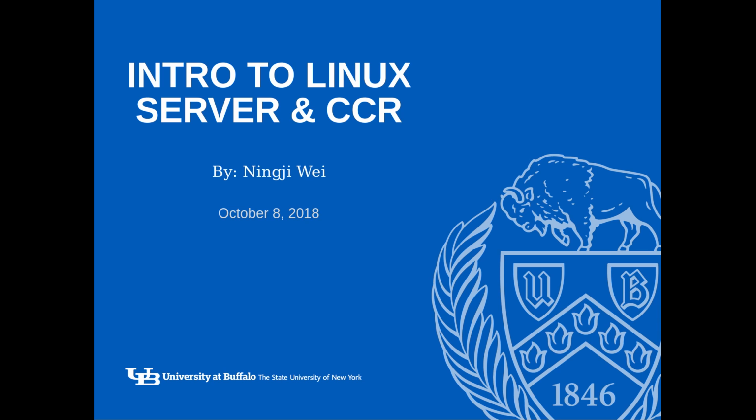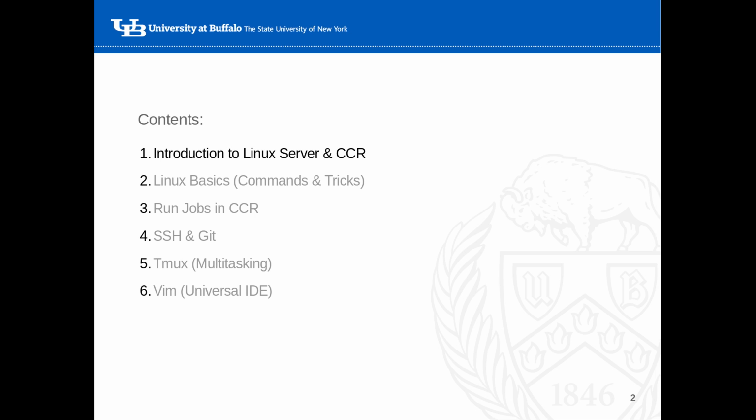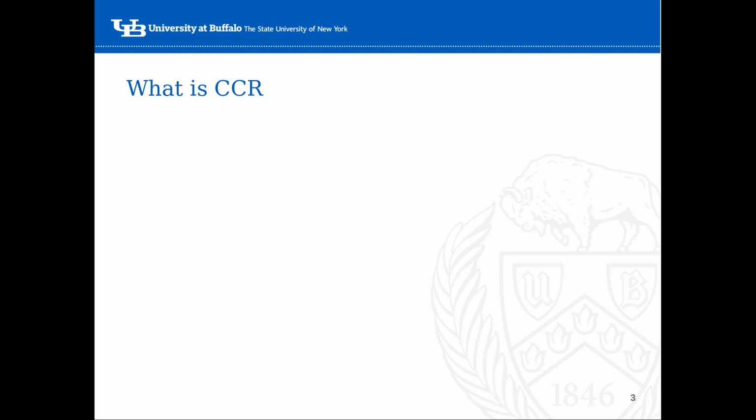First, I'm going to start with an introduction to what is CCR, what is a Linux server, and some motivations. So what is CCR? It stands for the Center for Computational Research. But usually when we say CCR, it just means the supercomputer in the background that we call CCR. It's a supercomputer provided by our university, which means you can run your jobs there. And it is also a server with CentOS Linux. It is a Linux system-based server.